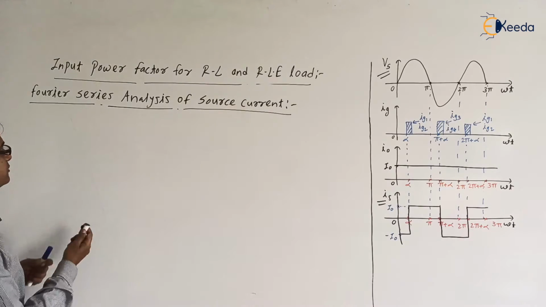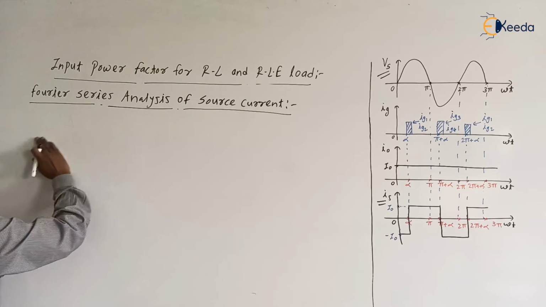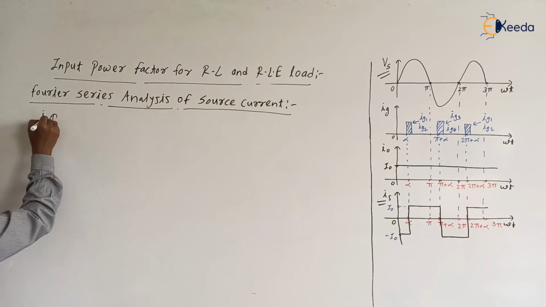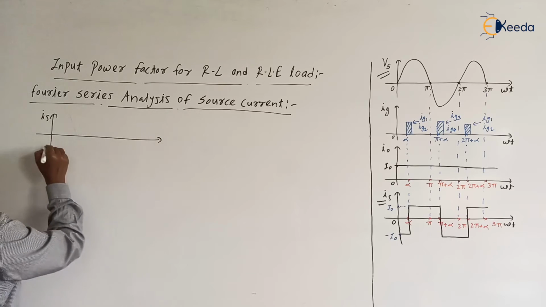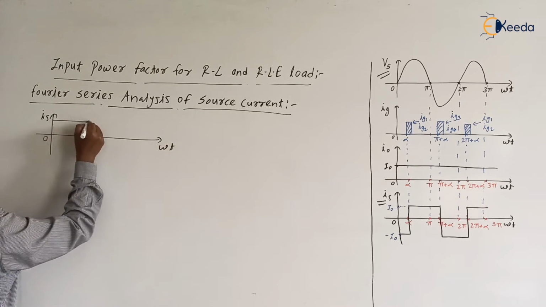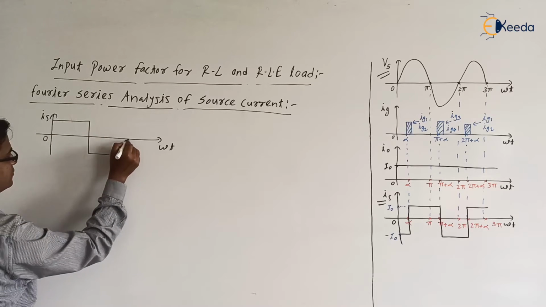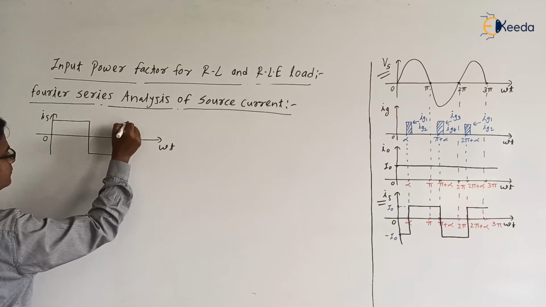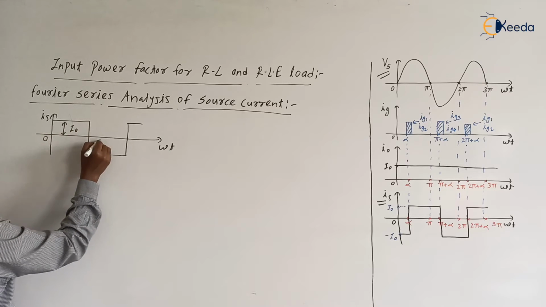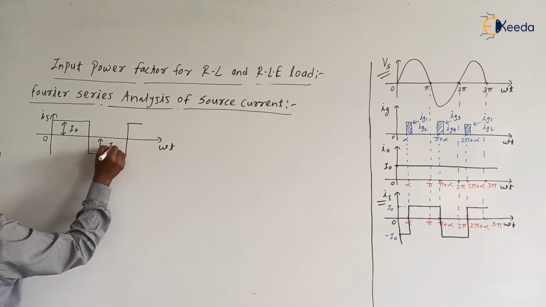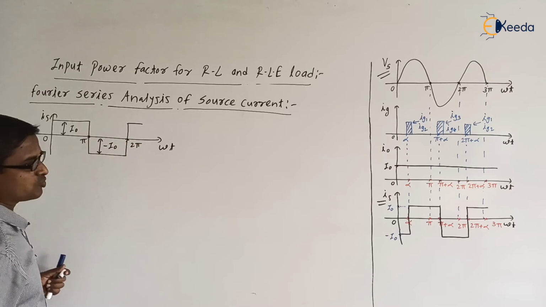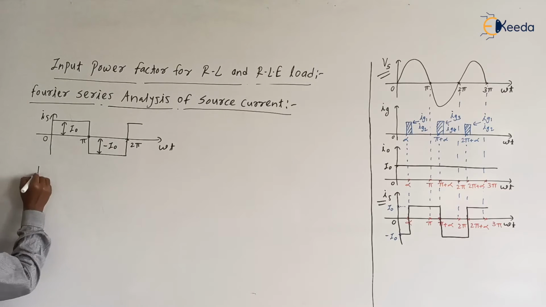So if you check for bn, same as we are having, omega t from 0 to pi, I0, and pi to 2 pi, minus I0. Okay, so this is I0, this is minus I0, 0 to pi, pi to 2 pi. So here what is the bn?